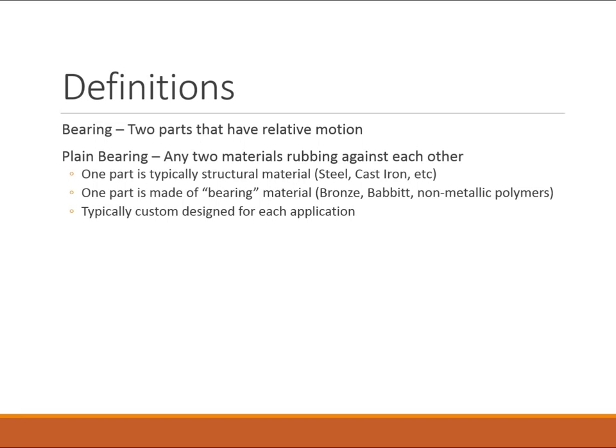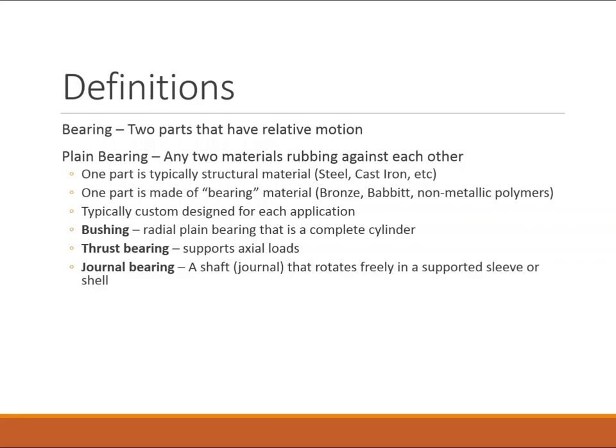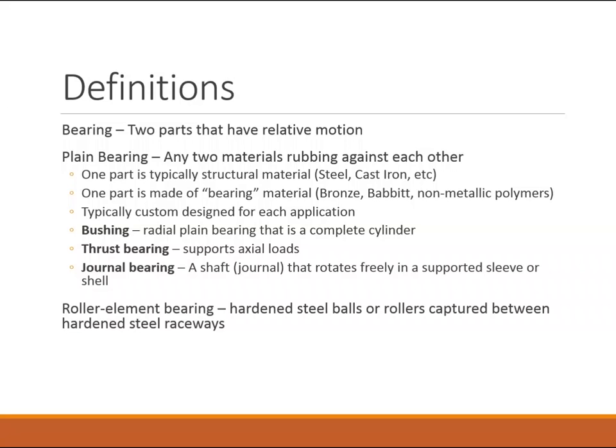Within the plain bearing category, there are bushings, which are radial plain bearings. So the only thing they're allowing is rotational motion, and they're a complete closed cylinder. Thrust bearings support axial loads entirely. And then journal bearings is when a shaft rotates freely in a supported sleeve or shell. So maybe this goes all the way around to be a complete cylinder, but very often it doesn't. And very often, especially in the journal bearing, there's some sort of lubrication occurring in the bearing to allow the journal to rotate freely.